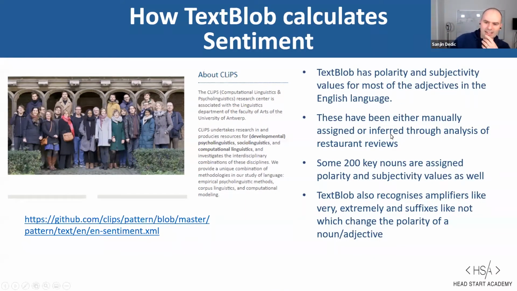But how do they assign these values? So some of these values have been manually assigned, but others have been assigned by reading millions of Yelp reviews. And Yelp is your American place where you leave restaurant reviews. So they've been correlating adjectives and stars in a restaurant review. And so the Pattern sentiment analysis library is over 80% accurate when predicting stars in restaurant reviews. That's what it specializes in. But for other applications, its accuracy is about 75%.